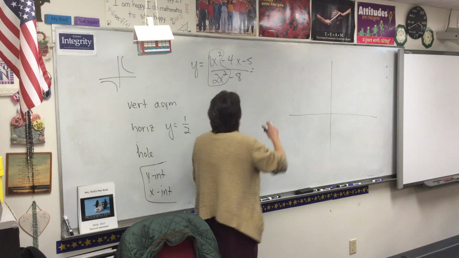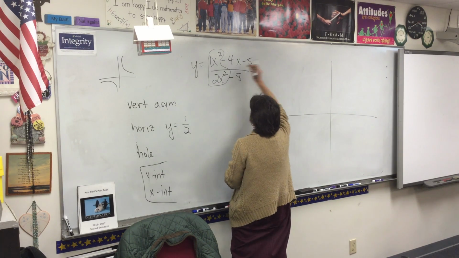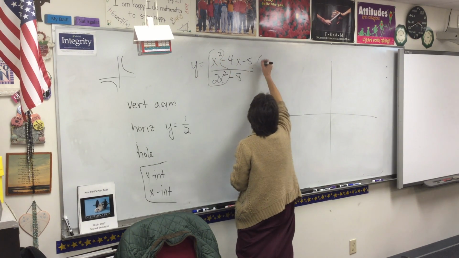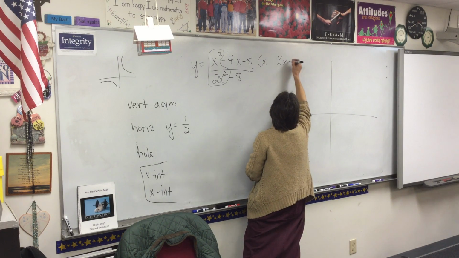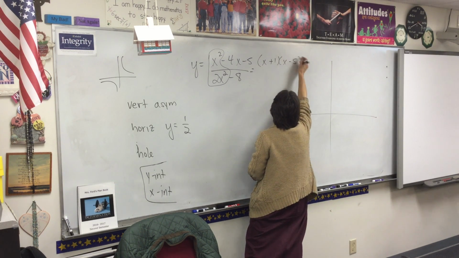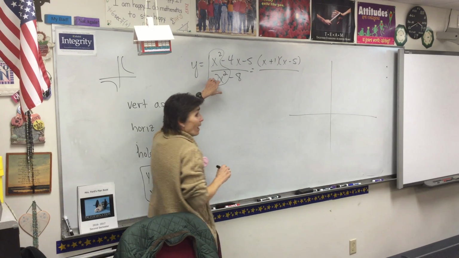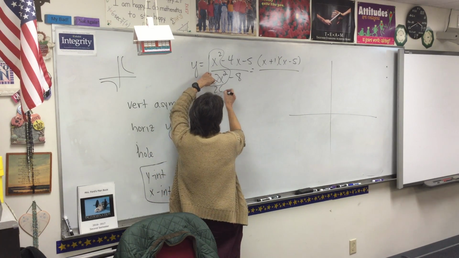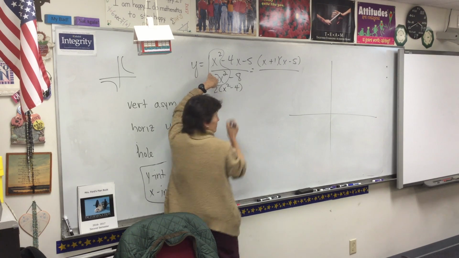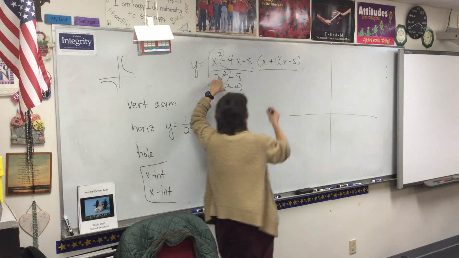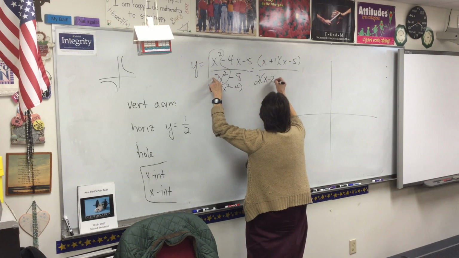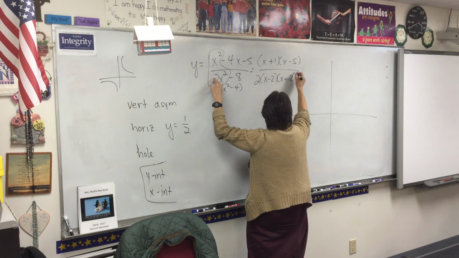Now, I'm with you though. I want to get this thing factored. So how does the top factor? X minus 5 times x plus 1. Is that all right with everybody? Now, on the bottom, you can take out a 2 and then factor the rest of it into x minus 2, x plus 2.